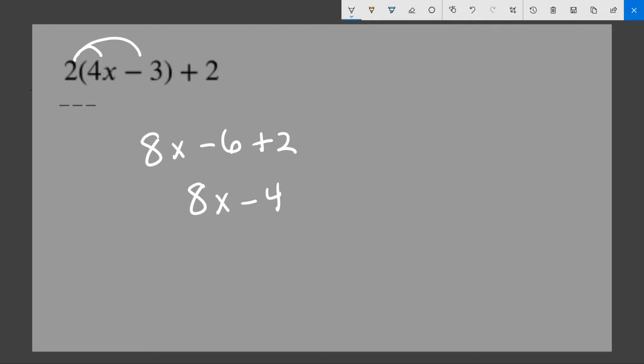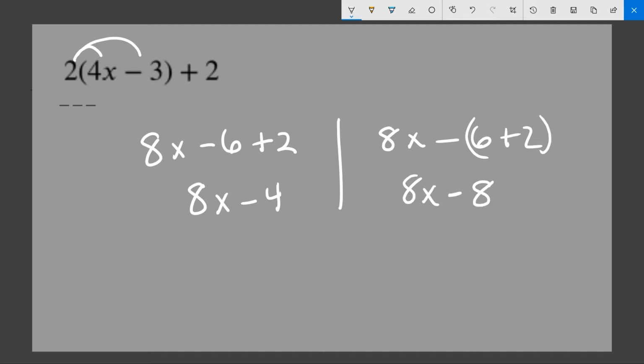Okay? Be careful. So what I was saying, don't look at it like this, because that's not true. It's not 8x minus 8. Okay? Because that's not a positive 6. It is a negative 6. So don't do that. Scribble it out.